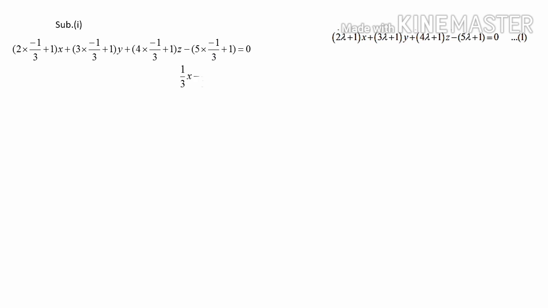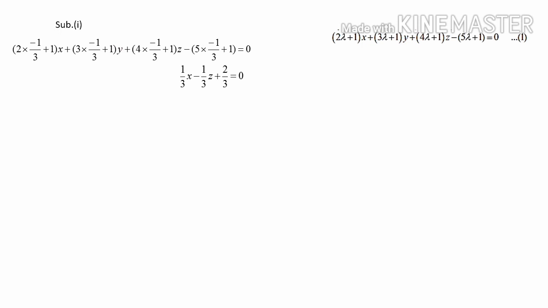Then a little bit of calculation. Here we have to multiply by 3 when we take the common LCM. So 3 into 1 is 3. So minus 2 plus 3 is 1. 1 divided by 3 into x. And here when you multiply 3 into 1, 3, then here already there is a minus 3. So minus 3 plus 3 is 0. 0 by 3 is 0. 0 into y is 0.